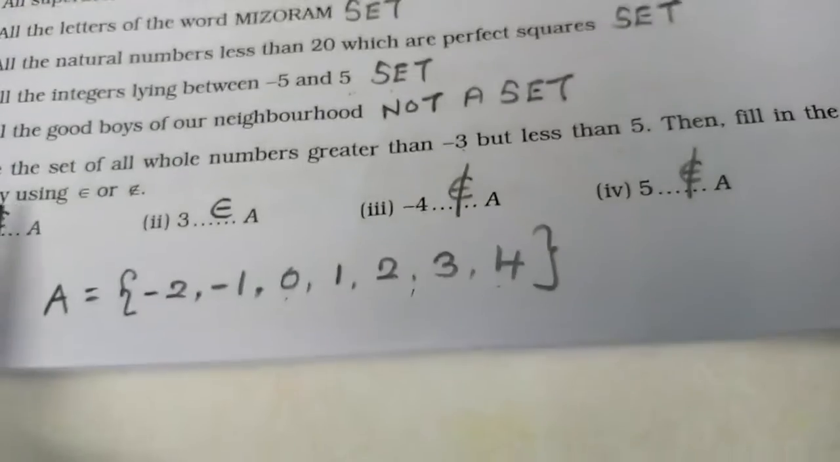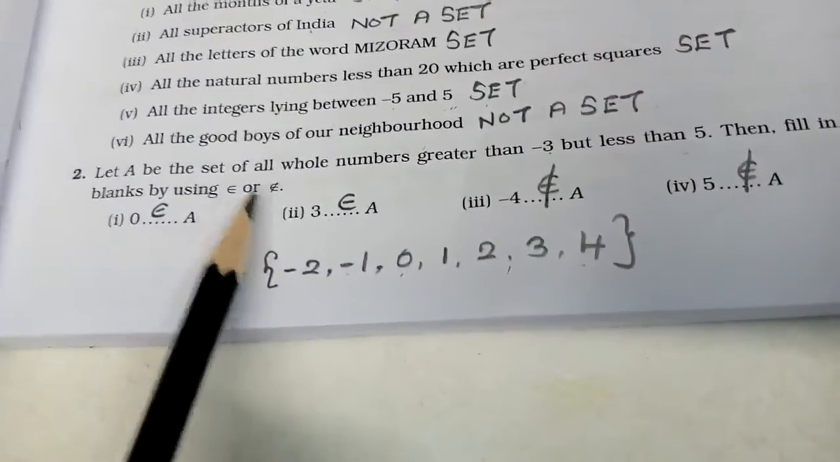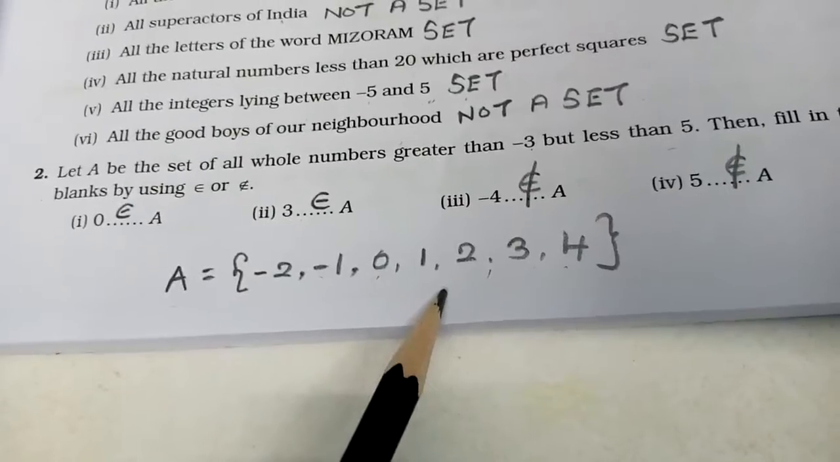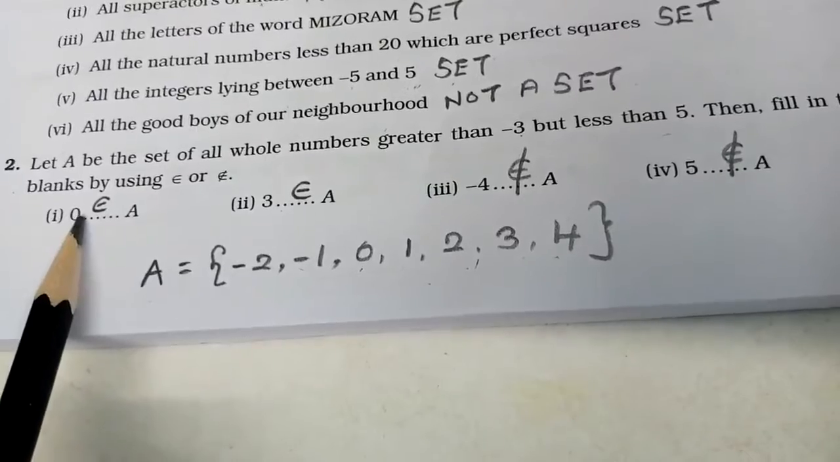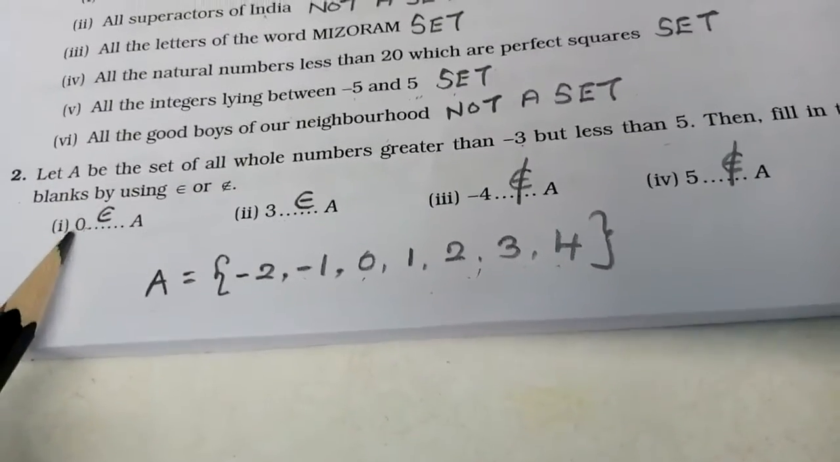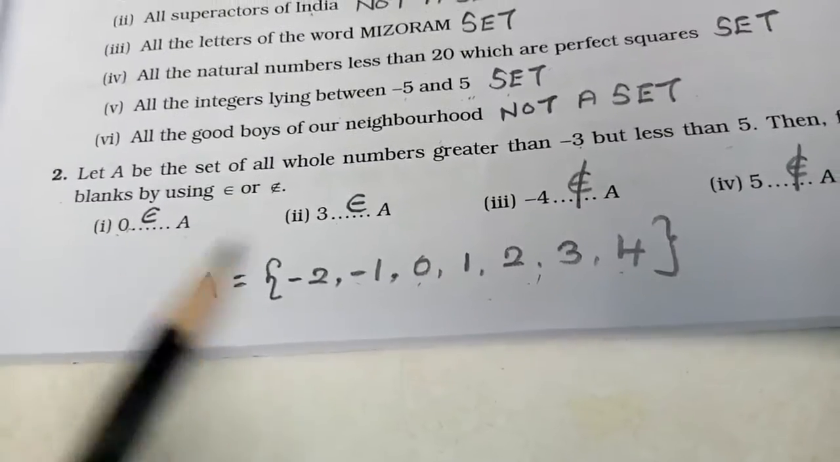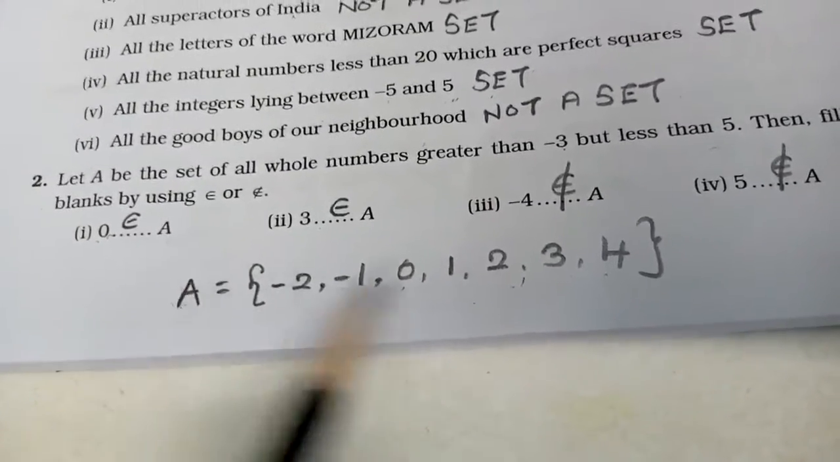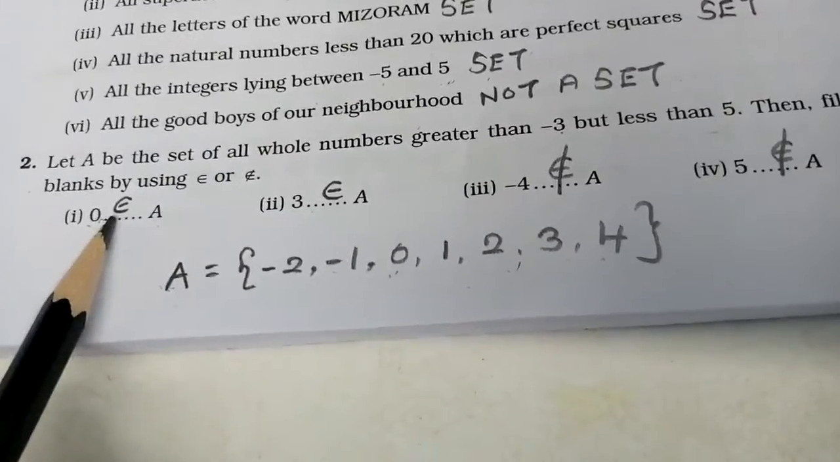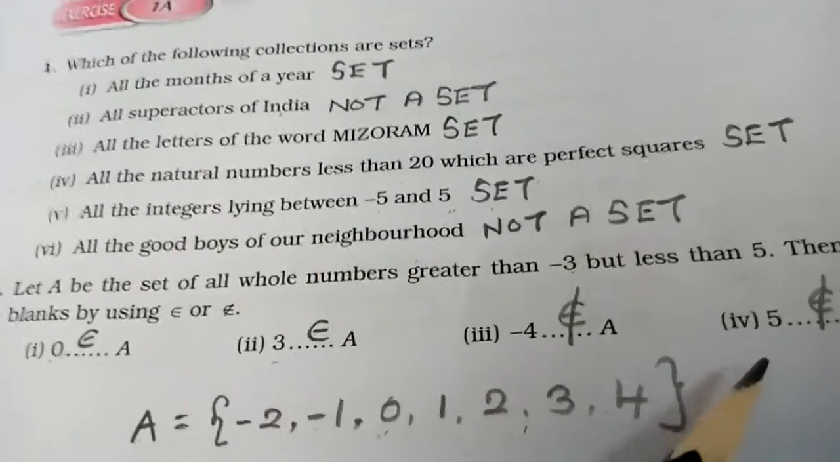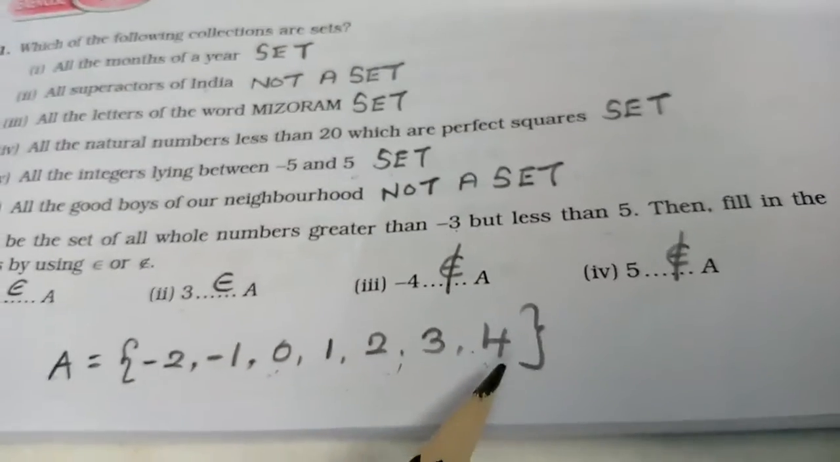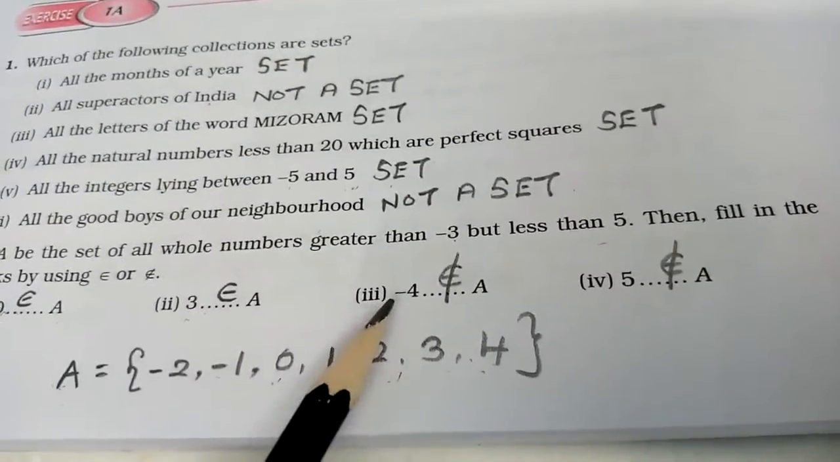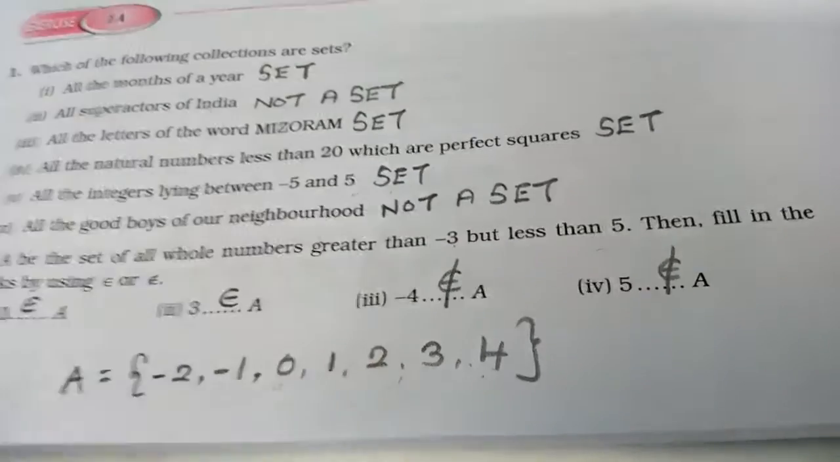Then fill in the blanks by using belongs to or does not belong to. I am going to look at this particular set and inside that I am going to see the elements. If this element is present here, it means belongs to, otherwise does not belong to. I am going to check 0. 0 dash A means in the set A I have the element 0. So, it belongs to. Even 3 belongs to, but -4 and 5 do not belong to the set A, students, because we do not have those elements in that set, and +4 is different from -4. So, understand this concept.